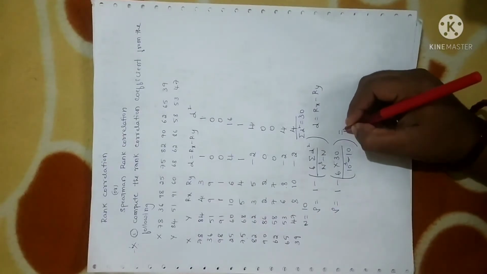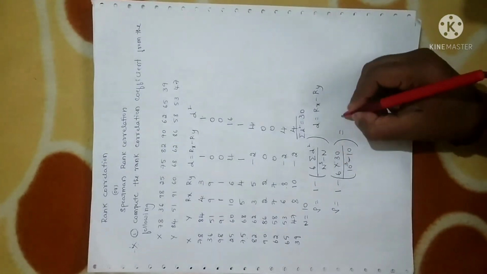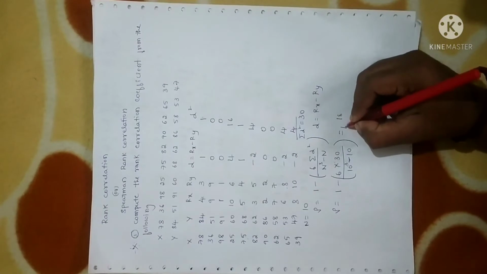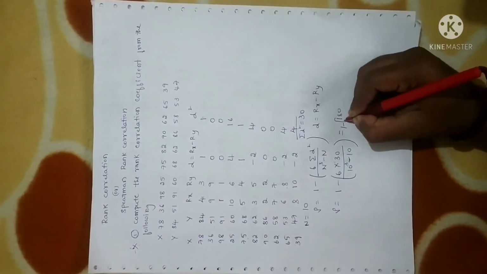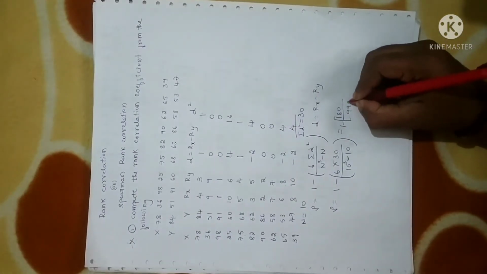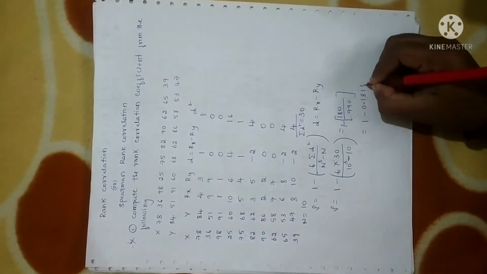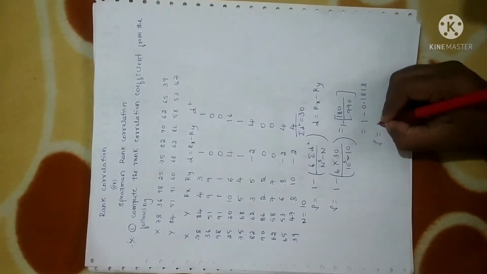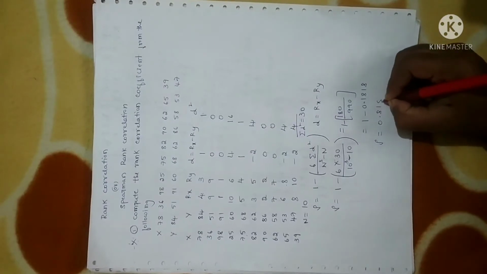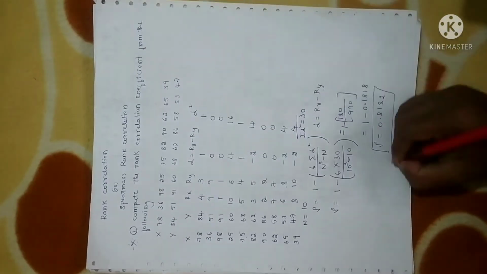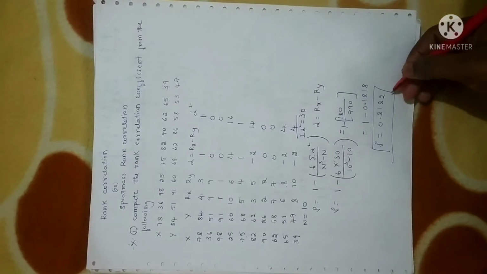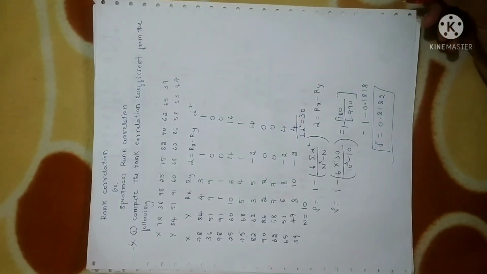Fine. Now let me simplify this. So 6 into 30 is 180. That is 1 minus 180 divided by 990 you will get. So after simplification 1 minus 0.1818. So that will give you rho value 0.8182. So this is the required Spearman rank correlation. Fine. Hope it is clear.